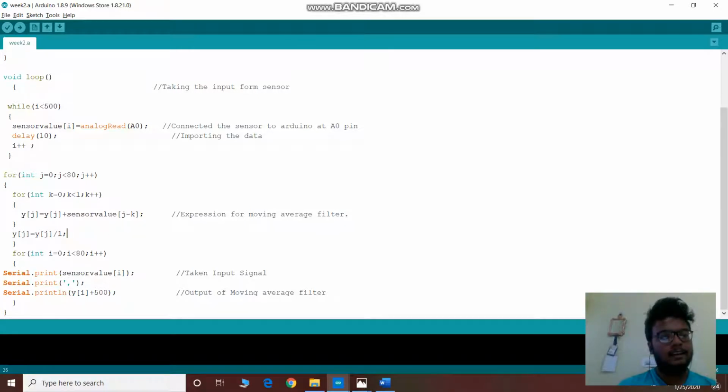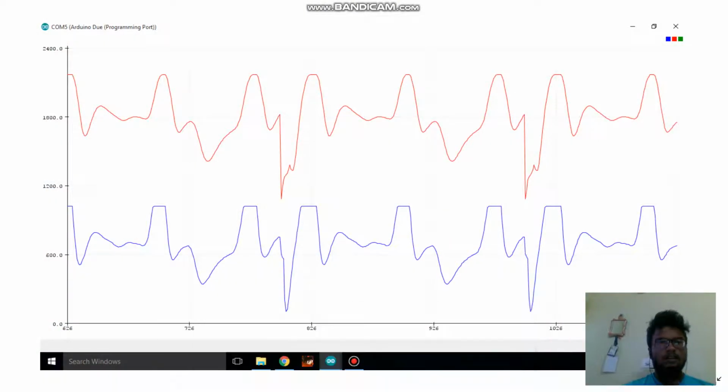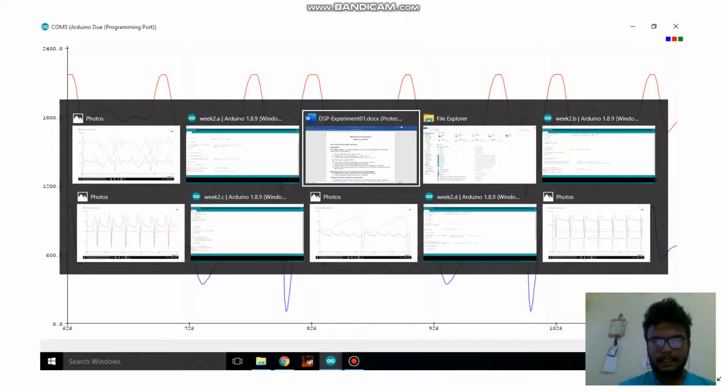So Serial.print of sensor value of i will give us the input signal, and Serial.println of y of i plus 500 will give us the moving average filter output. This is the input signal, and we can clearly see that it got smoothened, and this is the output signal. So with this, the first part is done.